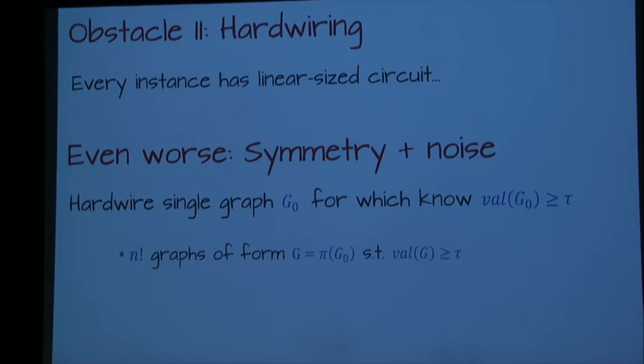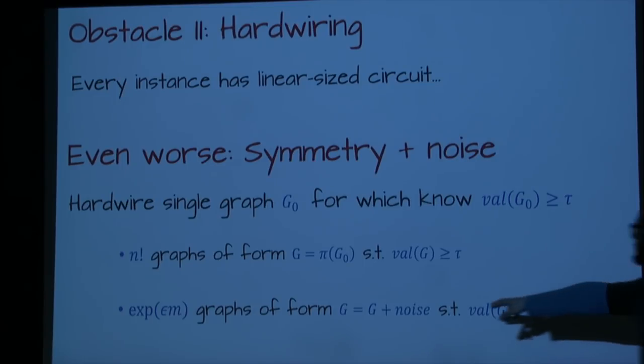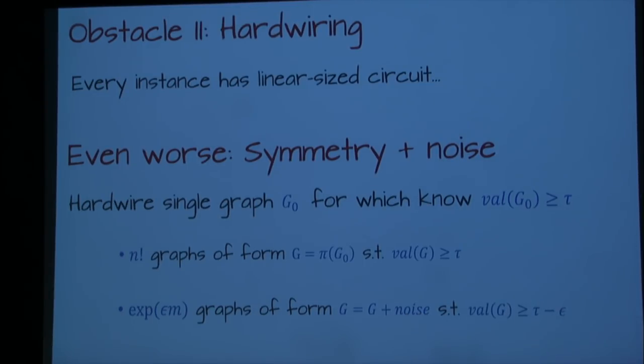You can then have basically n factorial graphs obtained by applying some automorphism to this graph. So now it's not just one instance, it's n factorial instances. And if your graph has m edges, you can add epsilon m edges. And so you add an exponential number of other graphs, basically G0 plus noise, where you also know that the value is at least tau minus epsilon.